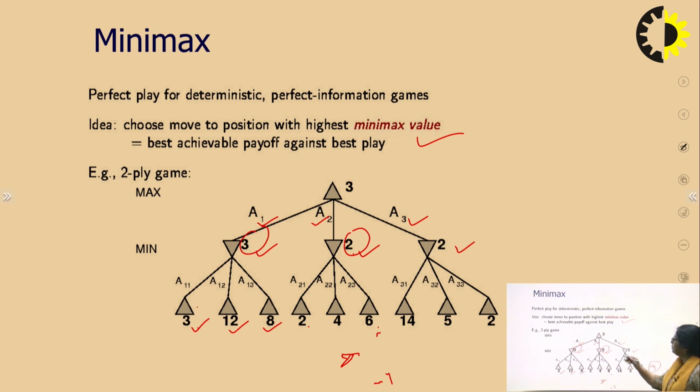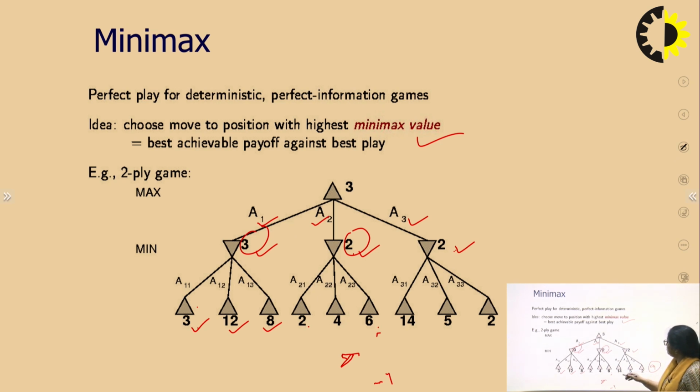Now Max has to search A3 also. So it will calculate the minimax value of this particular node. Again the turn goes to Min. What will Min do? It will see the successors and take the minimum value. What is the minimum value here? These are the utility values. Max is trying to maximize the utility and Min is trying to minimize the utility. So what will Min do?